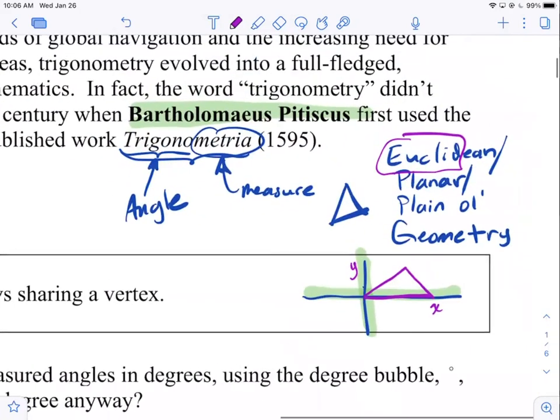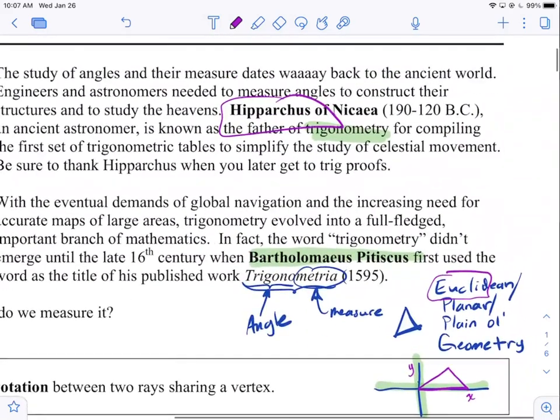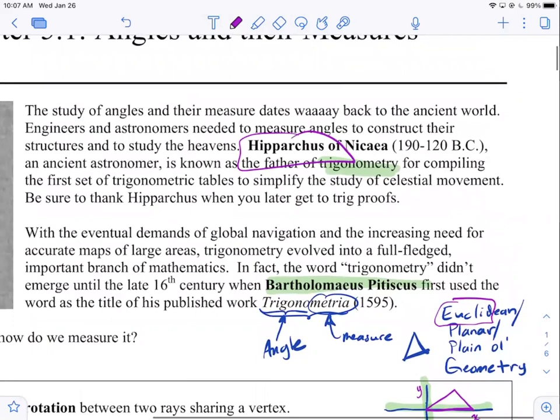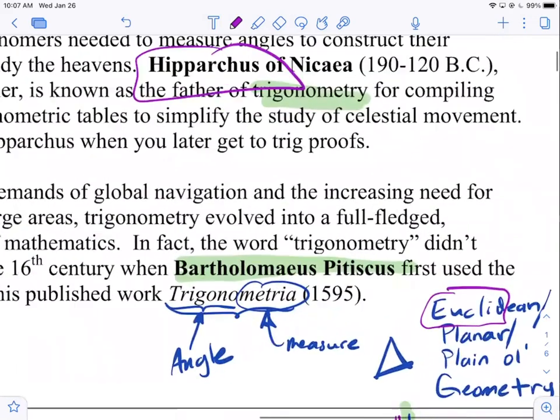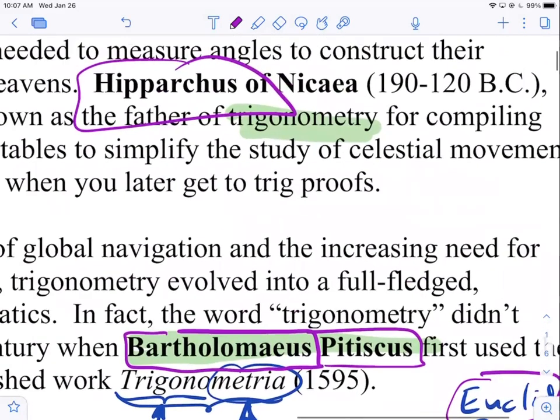So anyway, there's a lot of guys involved in bringing this to us today, right? I want you to always remember that math is a human endeavor, right? It's people that were out there making sense of the world. You know, they weren't necessarily geniuses, but they were curious, and they used a lot of Latin, right, to publish their work. So Bart Pitiscus, right? Not the father of trigonometry, but the first to use it. We were saying first period that you really don't see these names much anymore, right?